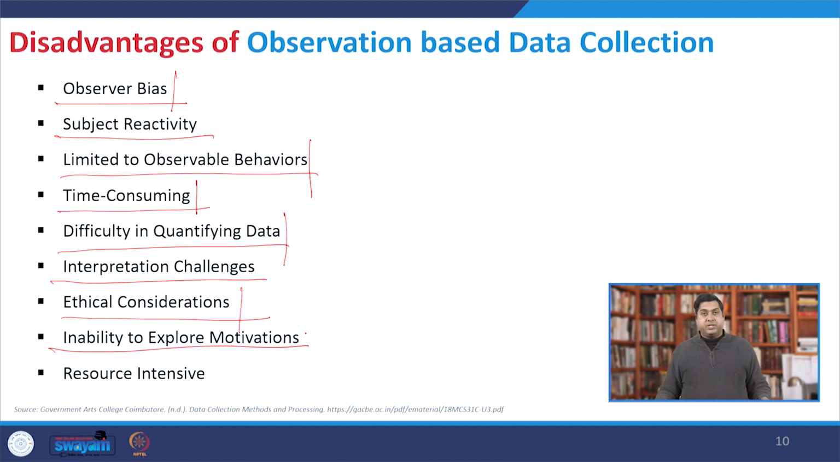Inability to explore motivation: we are capturing the actions, how they are crossing the road, but what is the motivation, why they are crossing with risk, why they are very slow, or you can take any other example. The answer for why is very difficult to judge through an observation survey. It tells what they are doing and how they are doing it, but why they are doing it, that motivation part, the why question, is left out in observation survey alone. For that you need to take help from other methods as well.